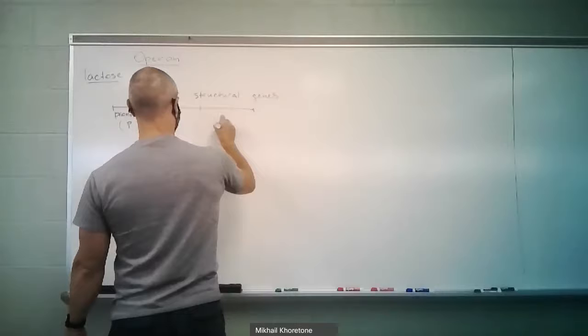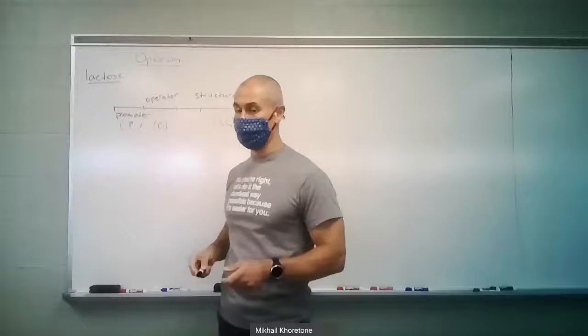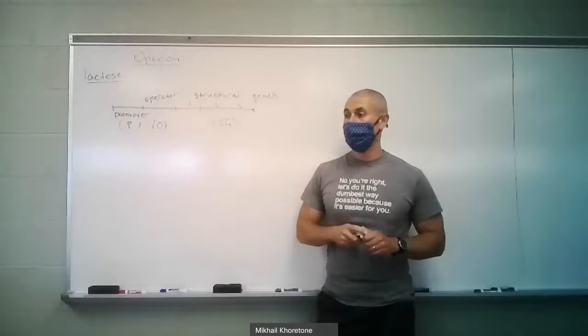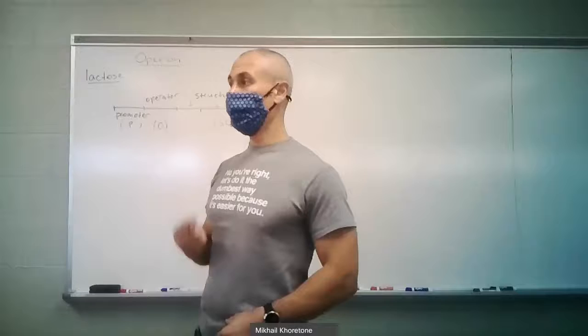So the promoter is the place for binding of RNA polymerase. Operator, well, the function we'll see, and structural genes, 1, 2, and 3, it's just an example. They actually produce enzymes that are necessary to catabolize, to break down lactose. So far, are you following?